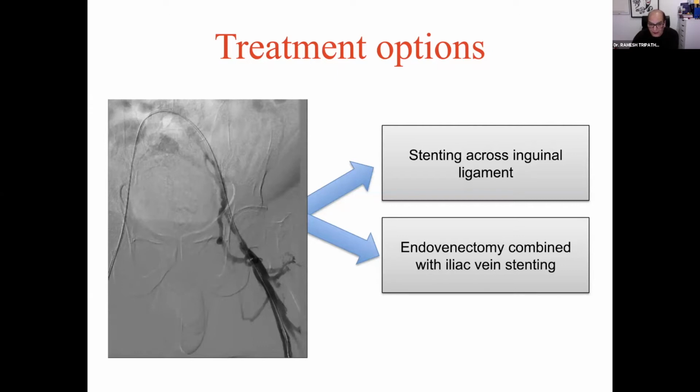I limit my stenting to the common femoral vein, and I don't even go across into the femoral vein. The other option could be endovenectomy, whereby you could do a hybrid procedure where you open the common femoral vein, clear up all the synechiae and trabeculae right up to the end of the femoral head, under the inguinal ligament, and then introduce a sheath and go antegrade and stent the iliac vein.